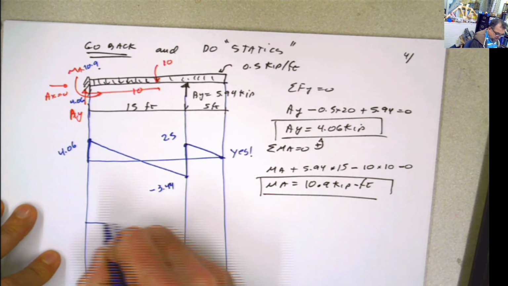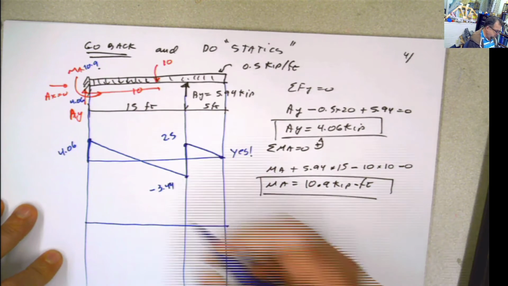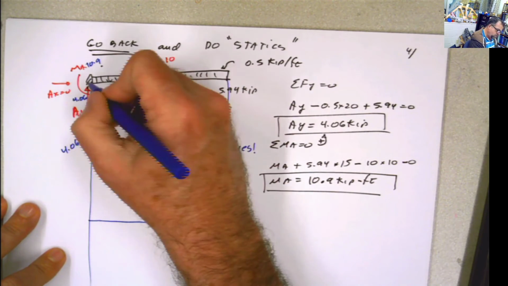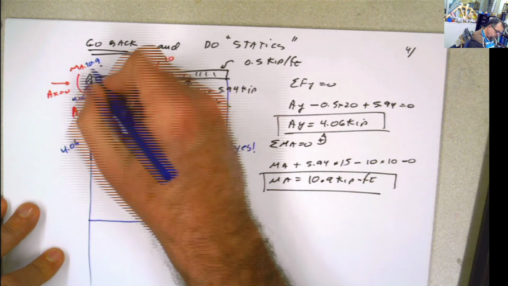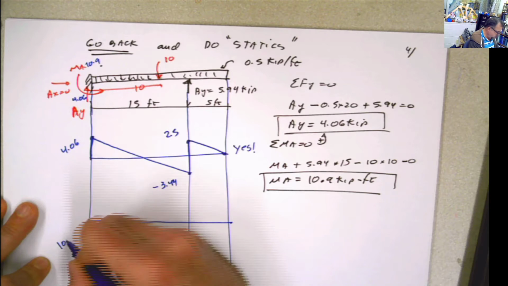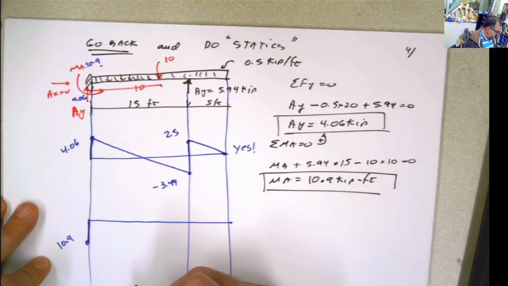Now the moment diagram is similar, right? You start with this moment here. Where is the moment? 10.9. 10.9, but because it's in this direction, it's gonna be negative. It's gonna jump down 10.9. That's my moment here.